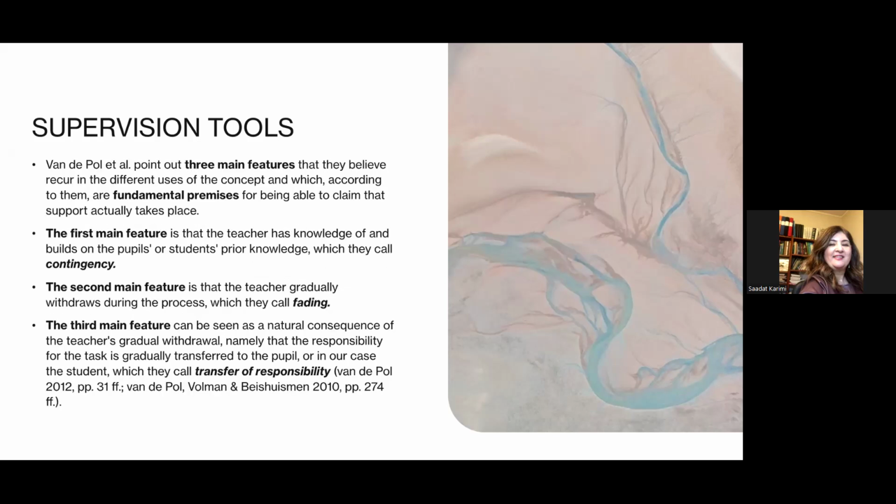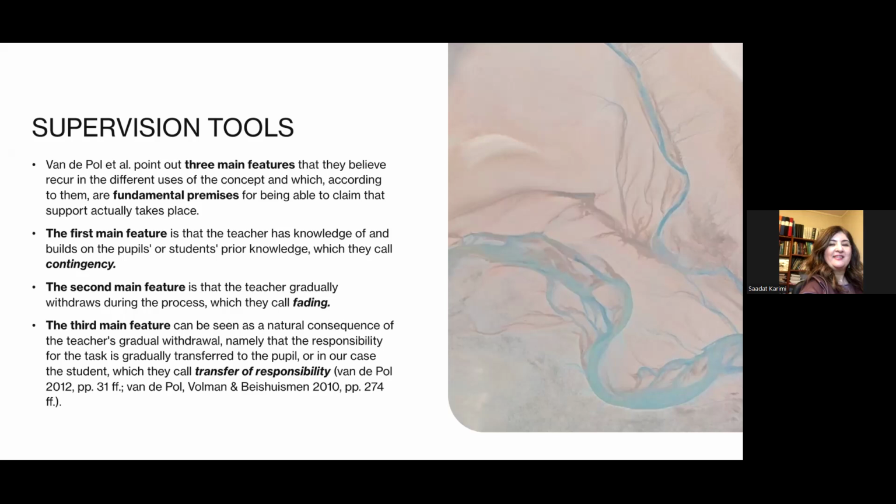So in order to avoid this imaginary thinking, Van de Pol point out three main features that they believe recur in the different uses of the concept of scaffolding. And these three main features, according to them, are fundamental premises for being able to claim that support, or scaffolding, actually takes place. The first main feature is that the teacher has knowledge of, and builds on, the pupils' or students' prior knowledge, which they call contingency.